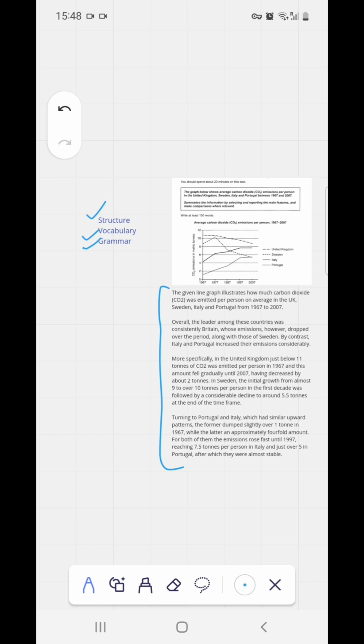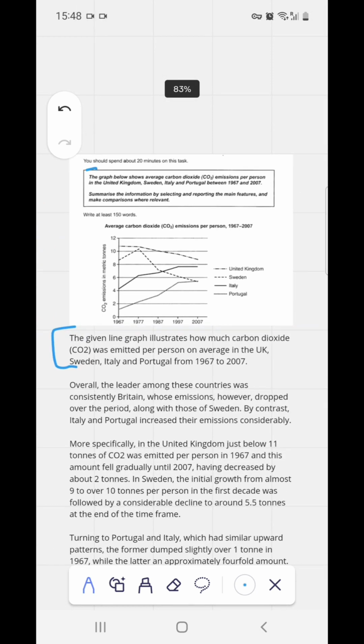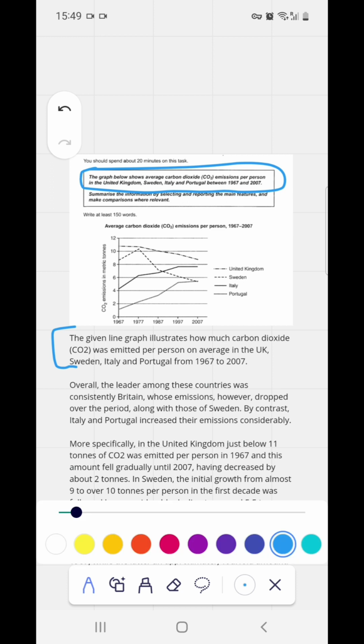So in the first paragraph we have a short introduction for our description. And basically we just rewrite this sentence here in the task. So let's look at some changes that I made in this sentence. So for example, I changed shows into illustrates.